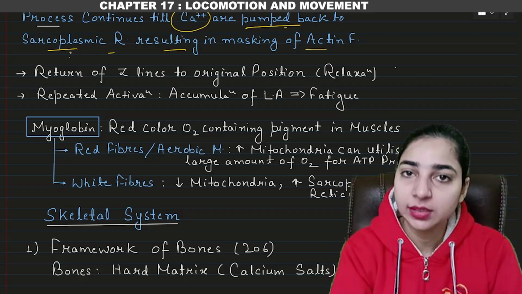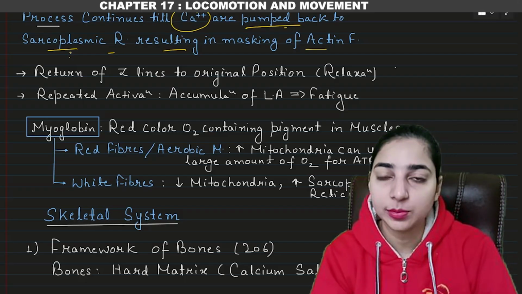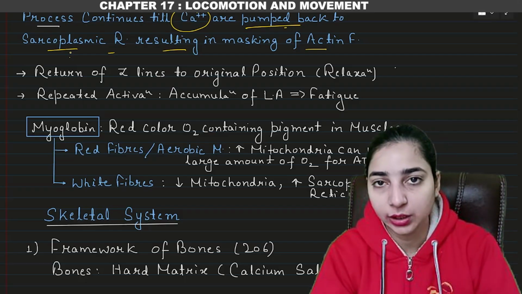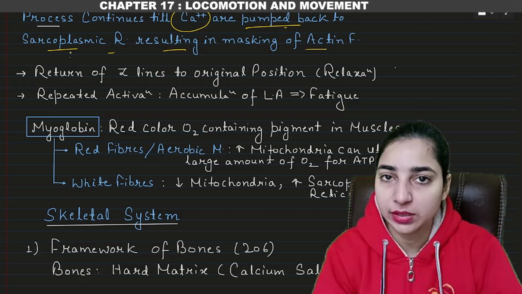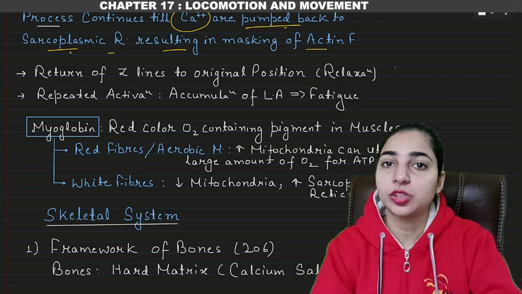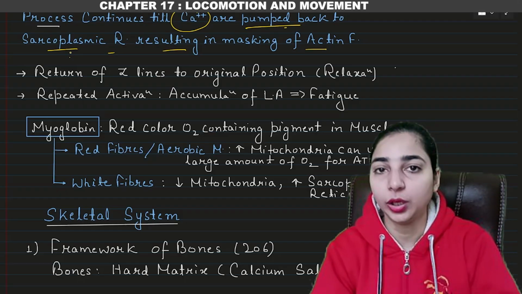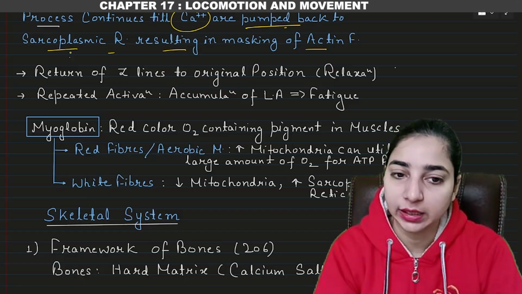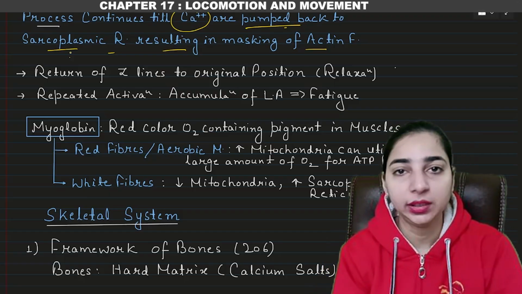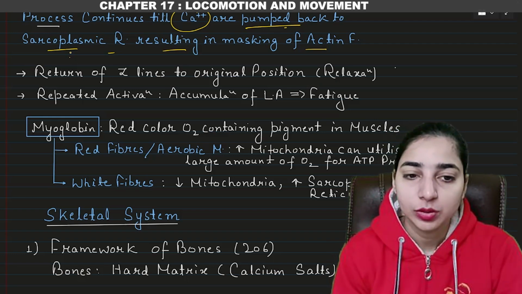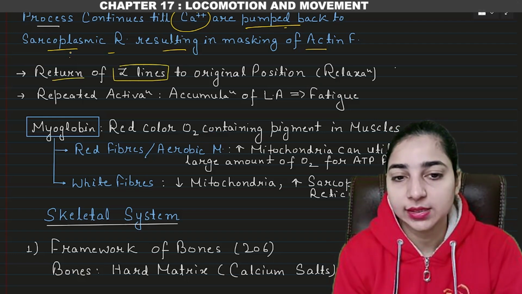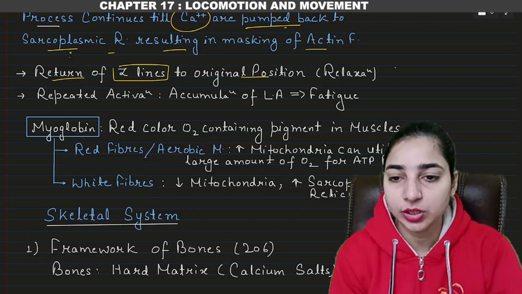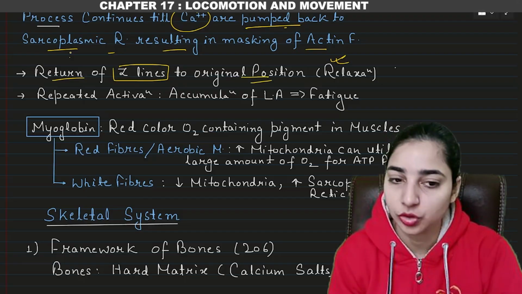The calcium ions will go back to the sarcoplasmic reticulum. So now no calcium ion will be present. The calcium ion which was distracting the troponin has gone now. So now again the troponin will come and mask the active site. So again it cannot bind with the myosin. During this the Z lines will return to their original position, and this is known as relaxation.